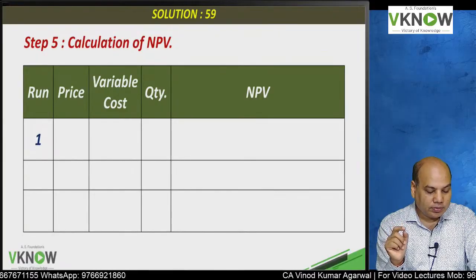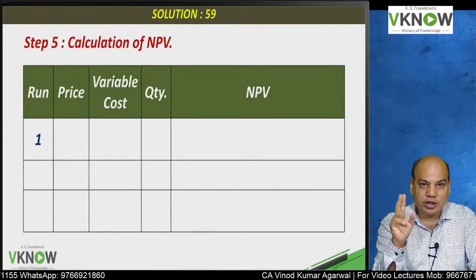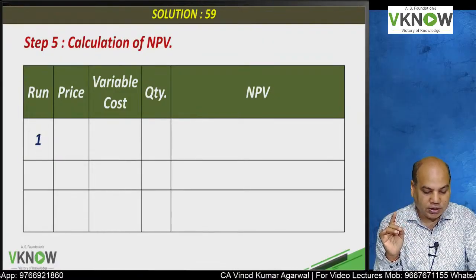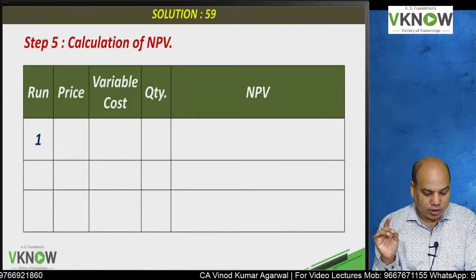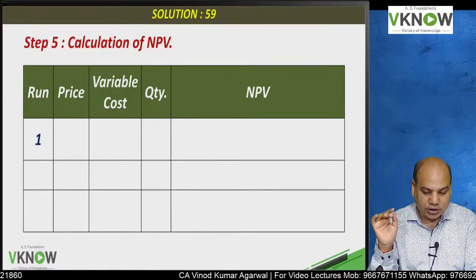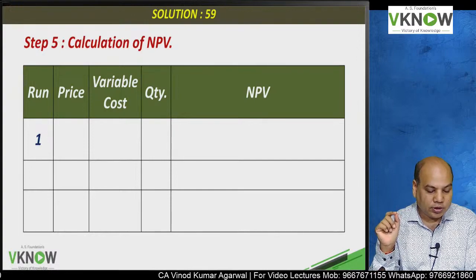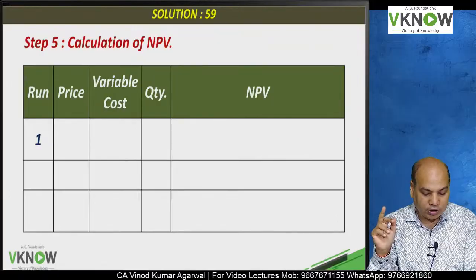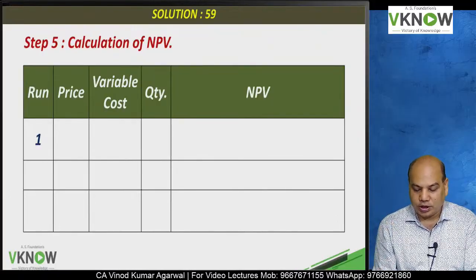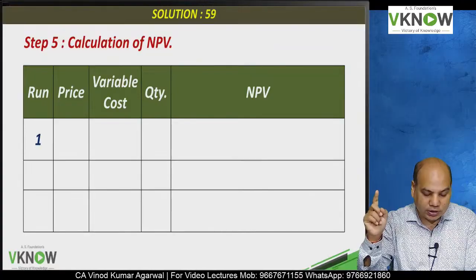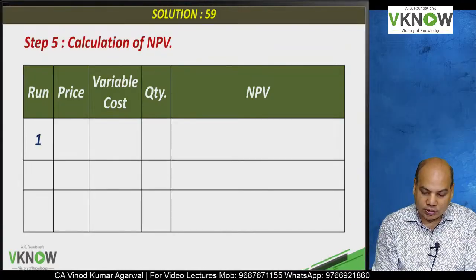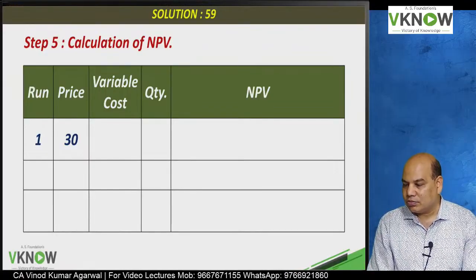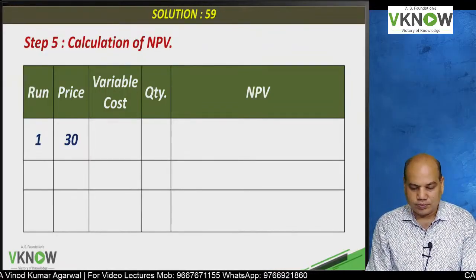In the first run, random number for price is 72. Go to your random number class interval for price and check in which class interval 72 will fall. So 72 will fall in the class interval 60 to 99, and for class interval 60 to 99 the selling price is 30 rupees. I am writing directly, otherwise we'll have to prepare 3 more working notes.